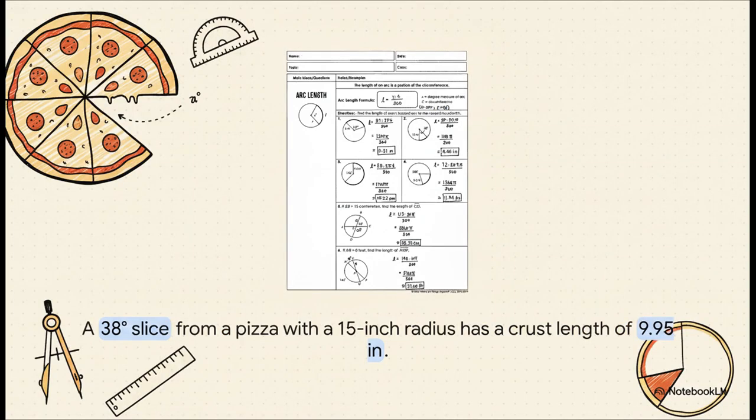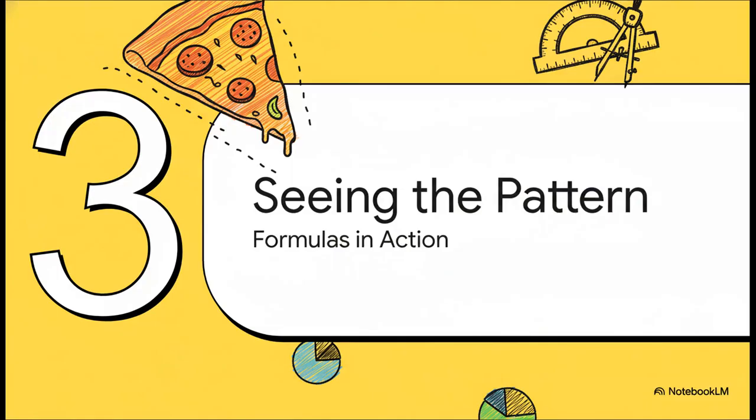Let's just apply it one more time to be sure. In this example, we have a 38-degree slice from a pizza with a 15-inch radius. So we take our fraction, 38 over 360, multiply it by the total circumference, 2 times pi times 15, and we get 9.95 inches. See? The pattern holds perfectly. So let's zoom out for a second and really appreciate the beautiful pattern that's going on here. This isn't about memorizing 2 totally different formulas. It's about understanding one single simple idea.